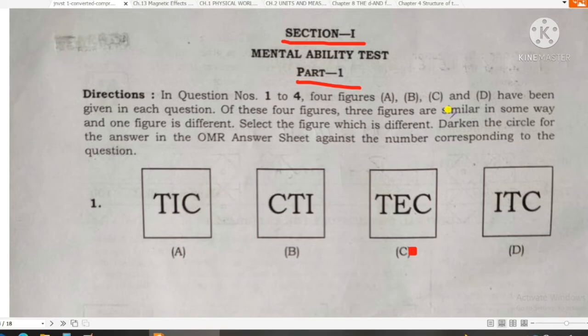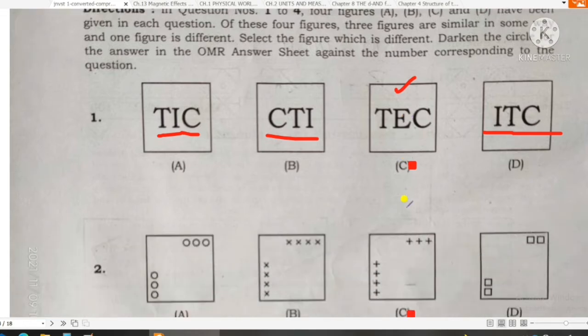You can read the instructions, but what is the answer? Here you can see there are three letters: C-I-N-T, C-T-I, I-T-C. The important thing is to find which one is different. You can see easily that in this box I is not there, so that is the answer. So in the first question, the answer is C.